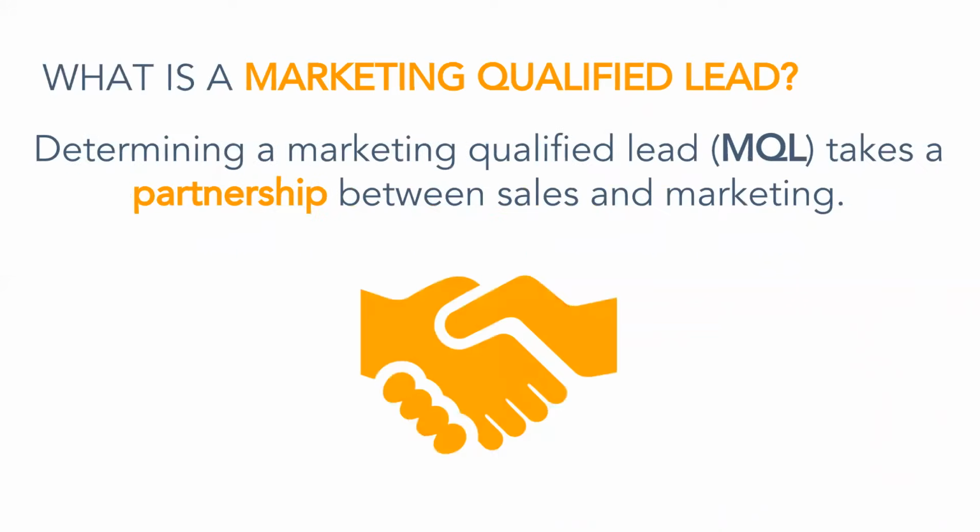Determining a marketing qualified lead takes a partnership between sales and marketing. By working backwards, your marketing and sales organizations can become more effective by agreeing on and recognizing key purchase triggers, and knowing who your ideal customers are will help everyone be more successful.